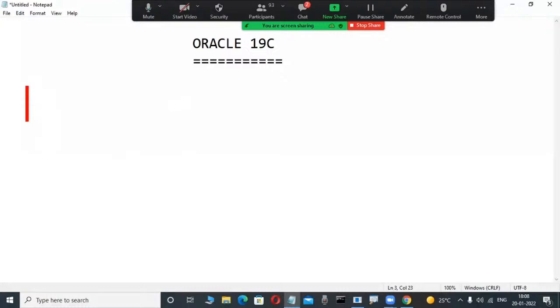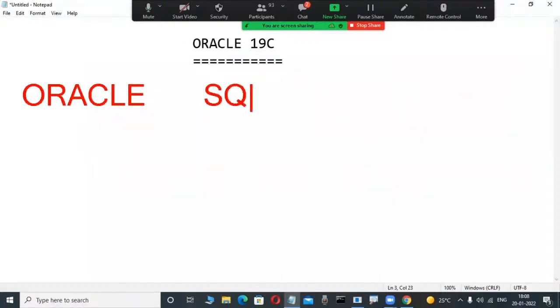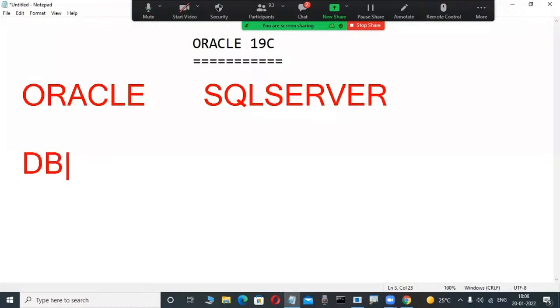Not only Oracle, so many database products are available on the software side. Suppose Oracle is a database product from Oracle Corporation. Observe here, different companies. Again, maybe many of you have an idea. SQL Server is a database product from Microsoft. DB2 is a database product from IBM.